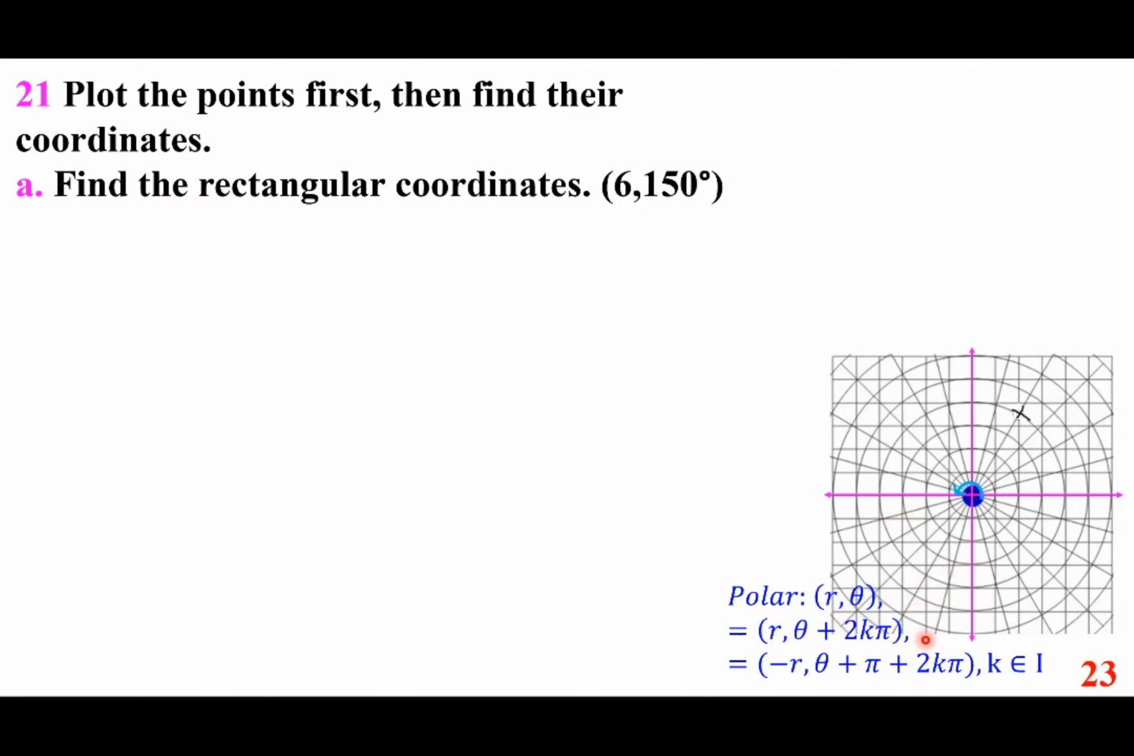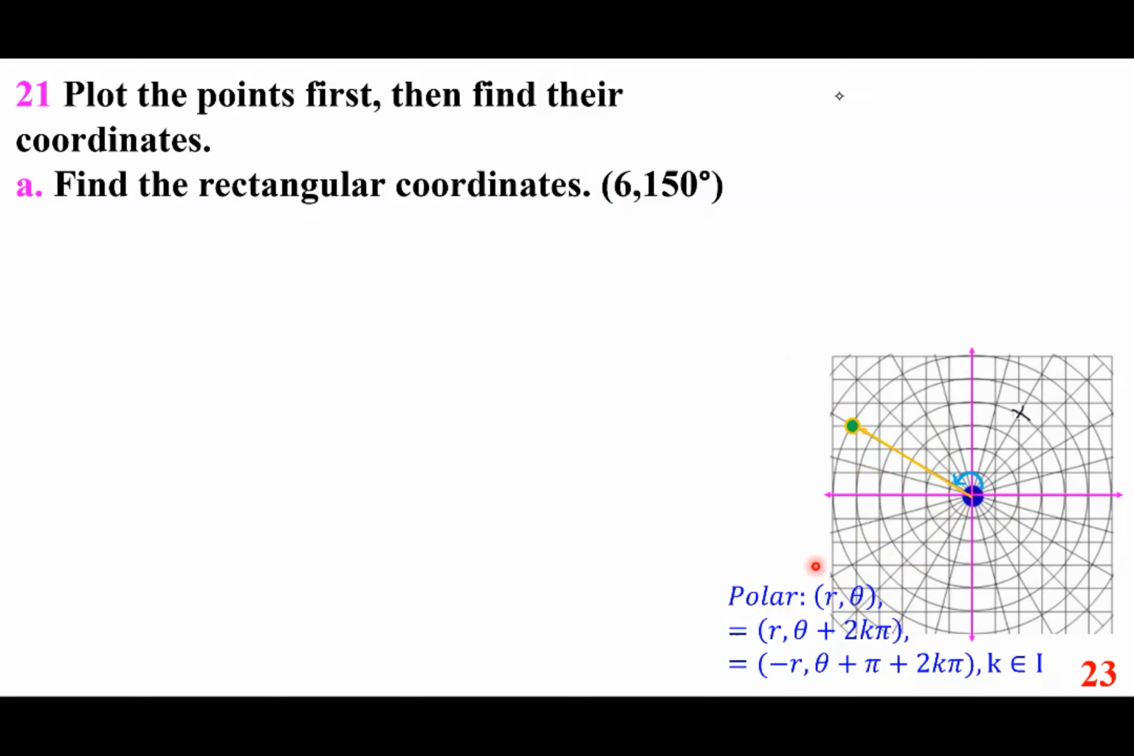So with that being the case, you locate the angle first. 150 degrees puts you in the second quadrant, okay? And then you go 1, 2, 3, 4, 5, 6 tick marks. That's how you come up with the location when it comes to polar form.